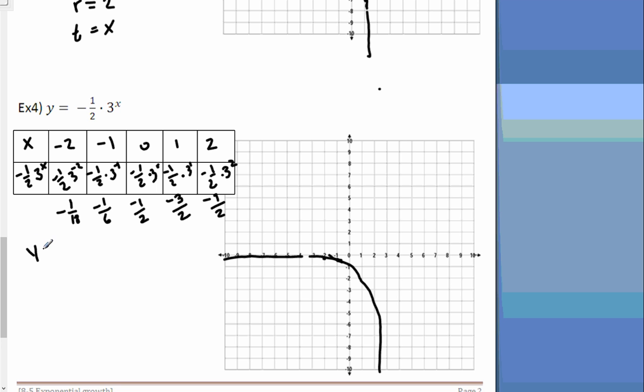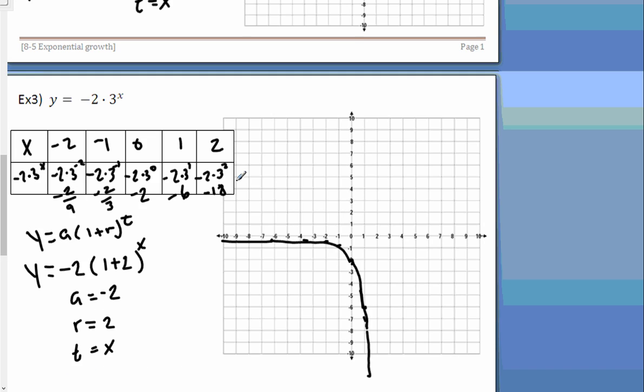Last thing to do is write it in standard form. A times 1 plus r to the t. The initial amount is negative a half. 1 plus what makes 3? 2, to the x power. A is negative a half. R, I'm sorry, not B, R is 2, and t is x. And there you have it.